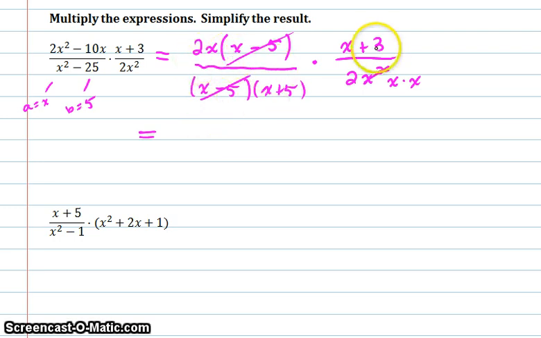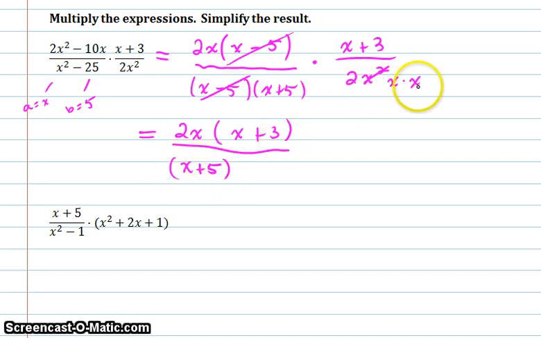Now we're going to multiply across. So I have 2x times x plus 3. On the denominator, I have x plus 5. Okay, and then a 2x squared, or 2x times x. So actually I'm going to write my x plus 5 down here.